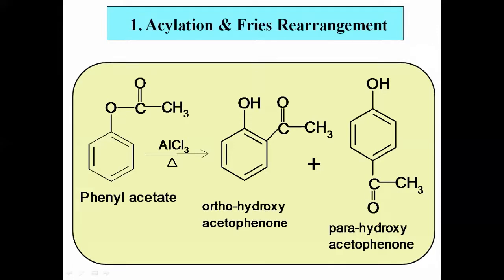This reaction is not directly shown by phenol. Phenol directly दाखवत नाहीये, पण कोण दाखवतं? Phenyl acetate. And this phenyl acetate can be prepared by using phenol. Phenol on reaction with acetic anhydride gives phenyl acetate. Okay, and that phenyl acetate further on reaction with anhydrous AlCl3 gives a mixture of ortho hydroxy and para hydroxy acetophenone. Okay, this is just about the first chemical reaction, acylation as well as Fries rearrangement.